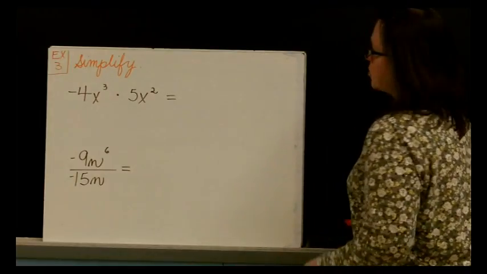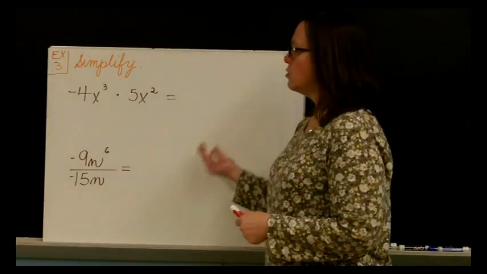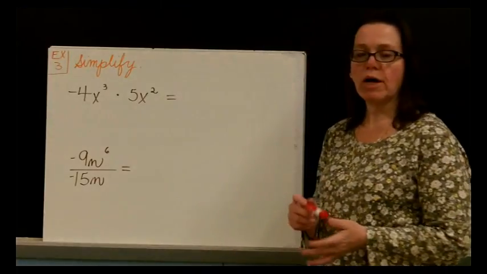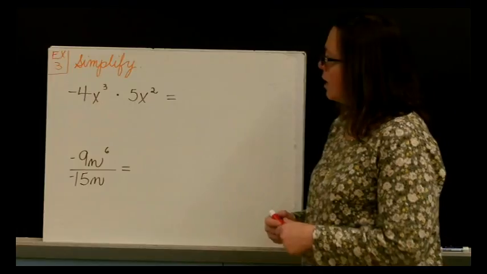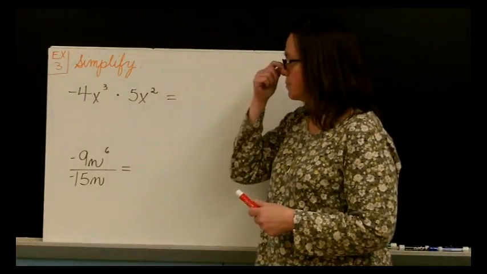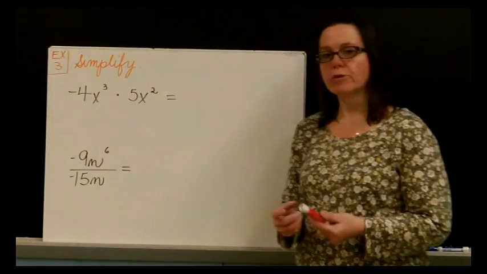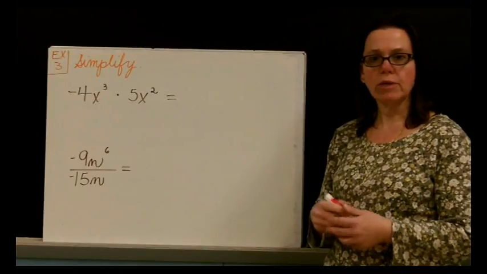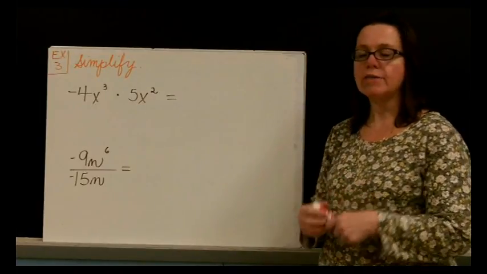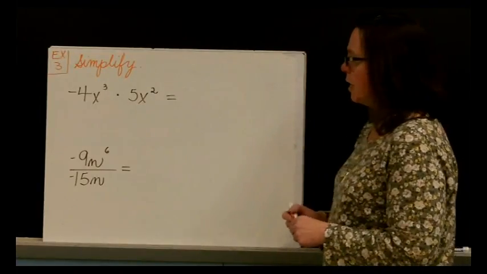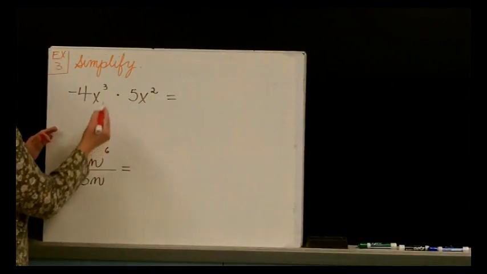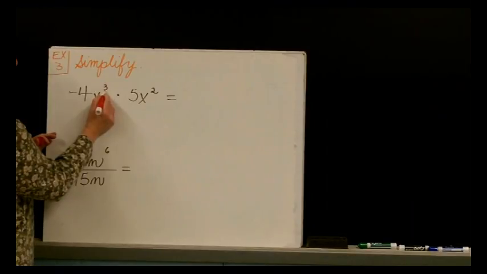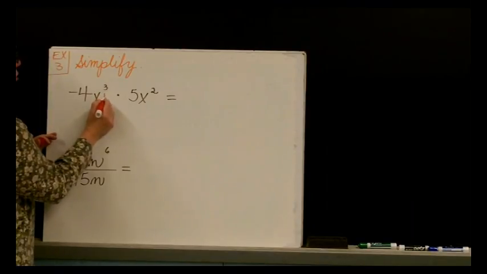Okay, so now what we're going to do is we are going to use monomials in multiplying and dividing. We have one of each type of problem here. You'll see the direction simplify. We can't evaluate because we don't know the value of the x, so we can't get any further than ending with a variable term.